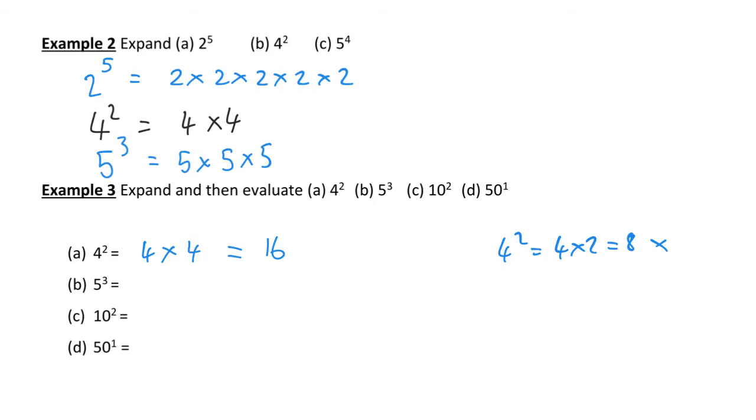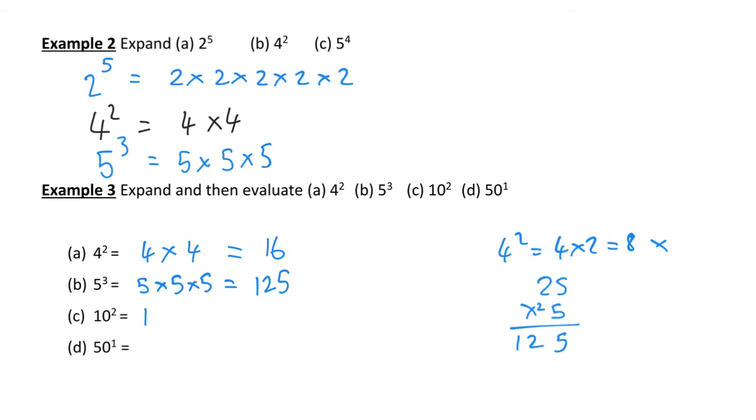Squared means there's 2 4's being multiplied together. 5 cubed means there's 3 5's being multiplied together. So 5 times 5 times 5. 5 times 5 is 25. 25 multiplied by 5: 5 times 5 is 25, so 5 and carry a 2. 5 2's are 10 and 2 is 12. So the answer is 125.